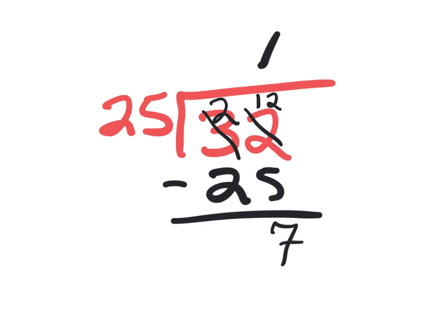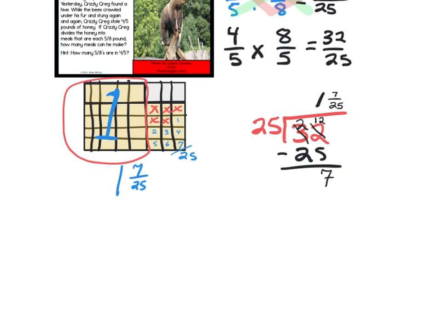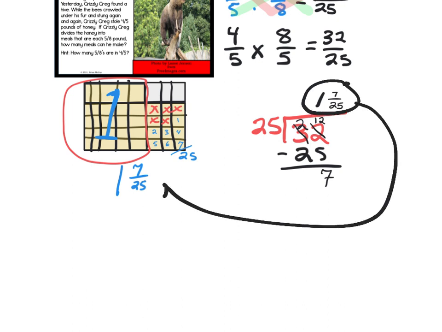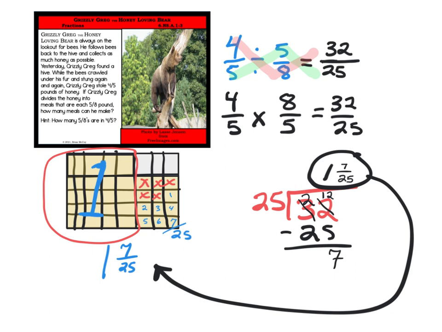And your remainder becomes your numerator. So I got 7. And then your divisor becomes your denominator. So I got 25. And lo and behold, I get 1 and 7/25. As you see, that agrees with our mathematical model right there, and that is always beautiful, my friends. I love it. So once again, the answer to your problem is right here, and it is 1 and 7/25.